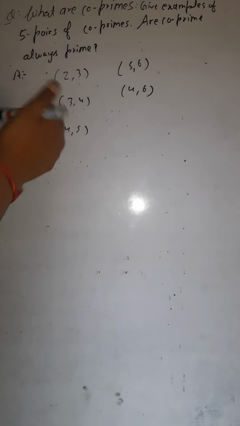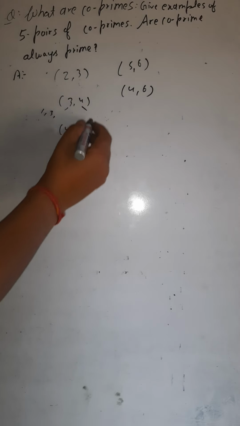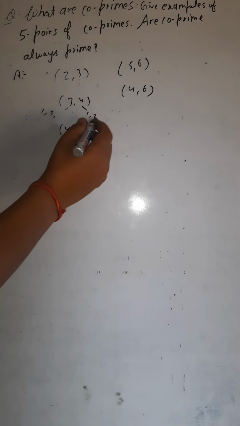Let's check 3 and 4. Look here. What are the factors of 3? 1, 3. What are the factors of 4? Factors of 4 are: divisible by 1, divisible by 2, divisible by 4.